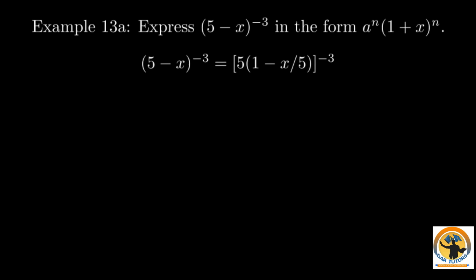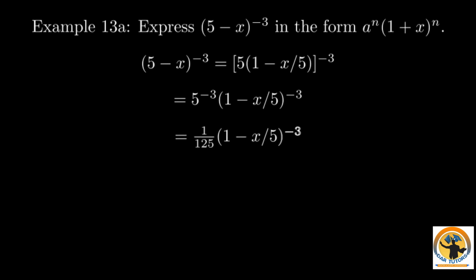Now we apply the power of negative 3 to both parts of the product. This becomes 5^(-3) times (1 - x/5)^(-3). Remember, the power applies to the 5 as well. Finally, we simplify 5^(-3). 5^(-3) is 1 over 5 cubed, which is 1/125. So the expression is 1/125 times (1 - x/5)^(-3). We have successfully put it in the desired form.